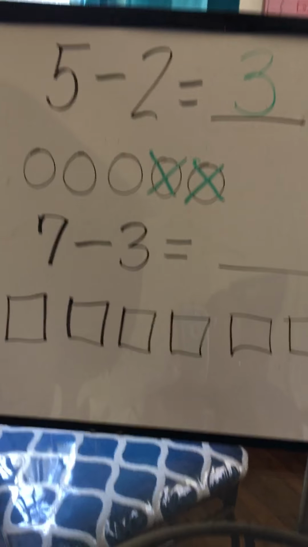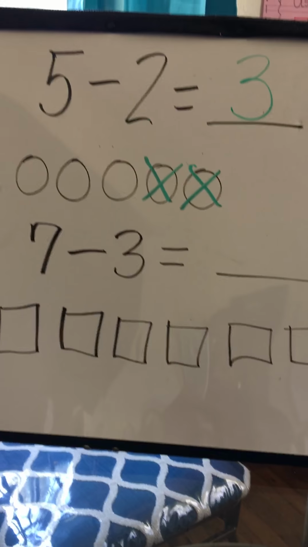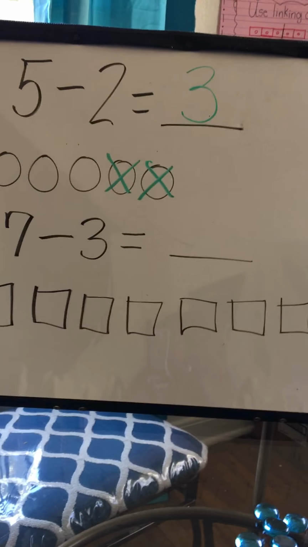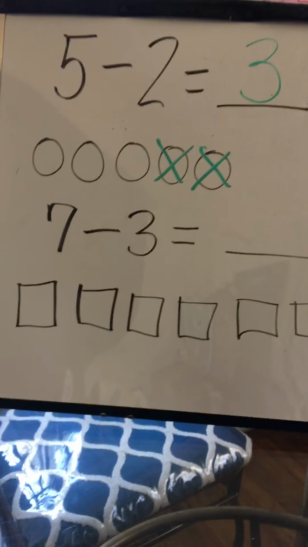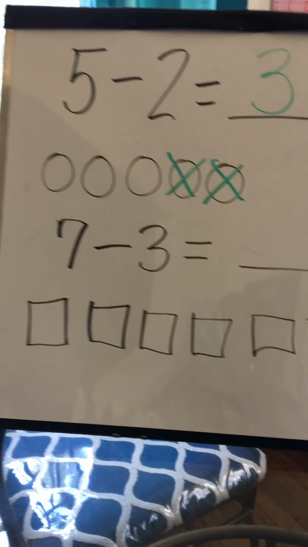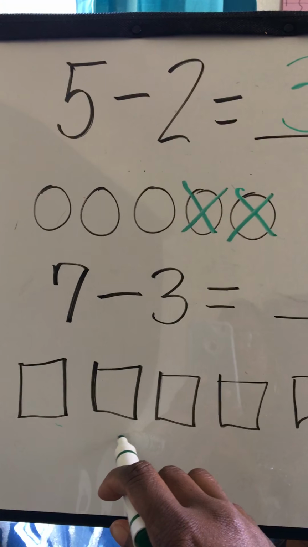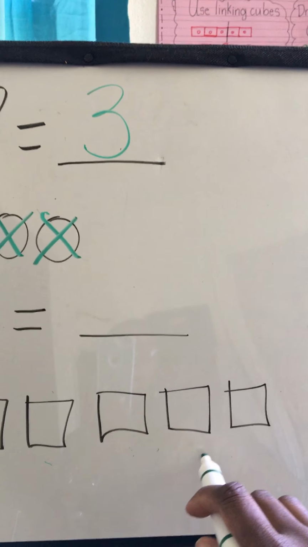So now we're going to go in a little bit further. I used the bigger number sentence this time. This time my whole is 7 and I'm taking away 3. And also I drew some little crooked squares. Those are my pictures. So I have 7. So let's count and make sure we have 7. 1, 2, 3, 4, 5, 6, 7.